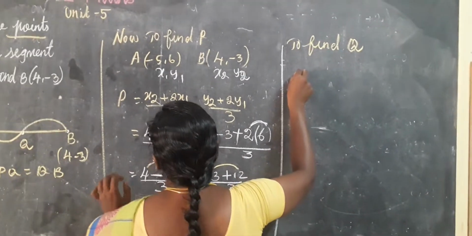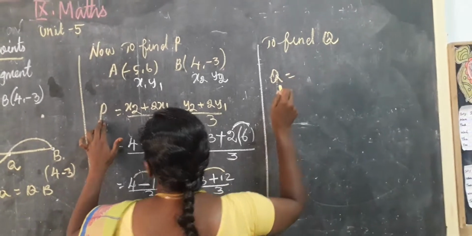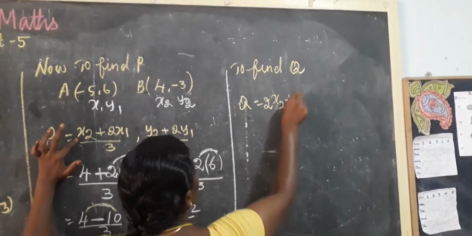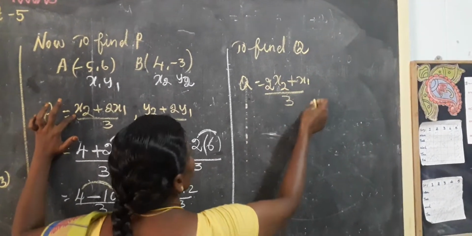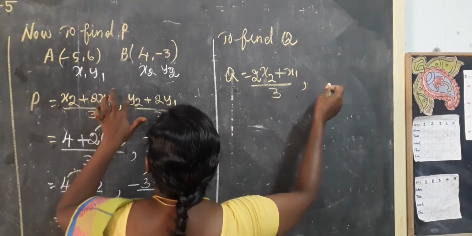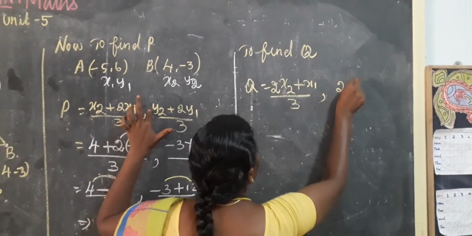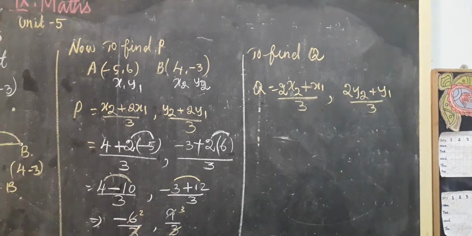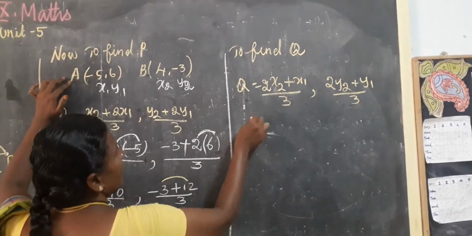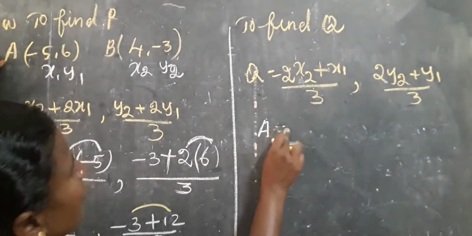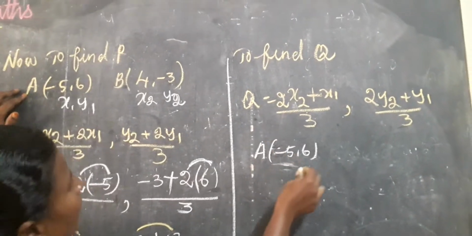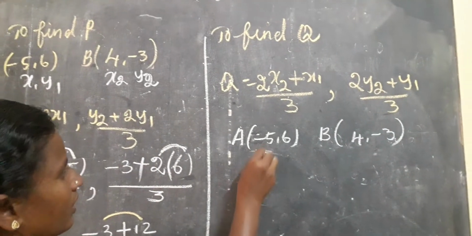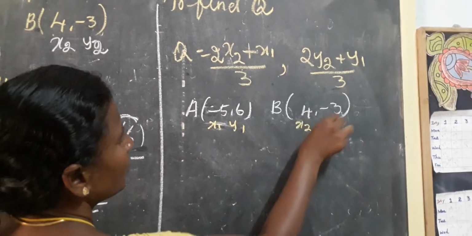Now to find Q, what is the formula? Q is equal to, just interchange the two: 2x2 plus x1 divided by 3, comma, 2y2 plus y1 divided by 3. Next, write the coordinates, the given values, the same values. A value is minus 5 comma 6. B value is 4 comma minus 3. This is x1, y1, x2, y2.